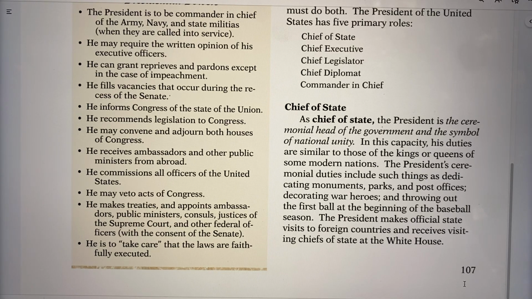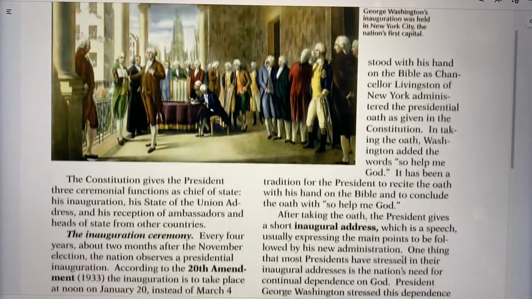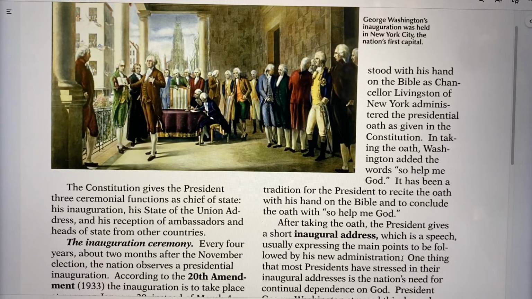His duties, what are his duties? Let's go on to the next page here to express it better. There's a picture of George Washington being inaugurated as a chief of state. But his duties basically are in the position as the chief of state, as a dignitary. His duties would be things like dedicating monuments and parks and post offices, or decorating war heroes, maybe throwing the first ball out at the baseball season, starting the baseball season. A lot of presidents are doing that as a dignitary.